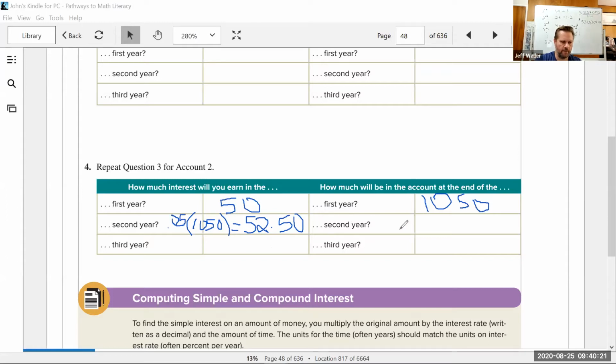So now, how much do I have at the end of the second year? If I add that in, I'll have $1,102.50.